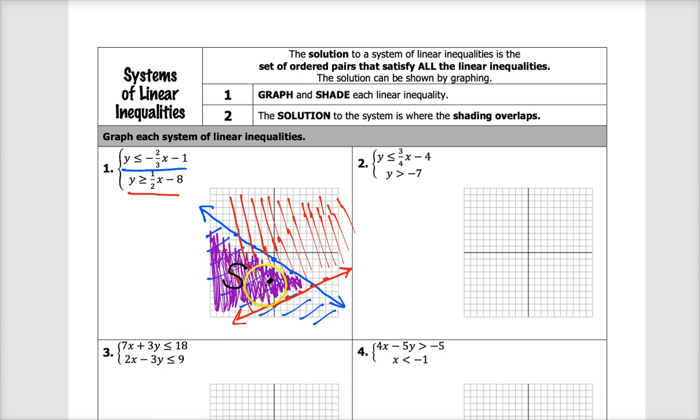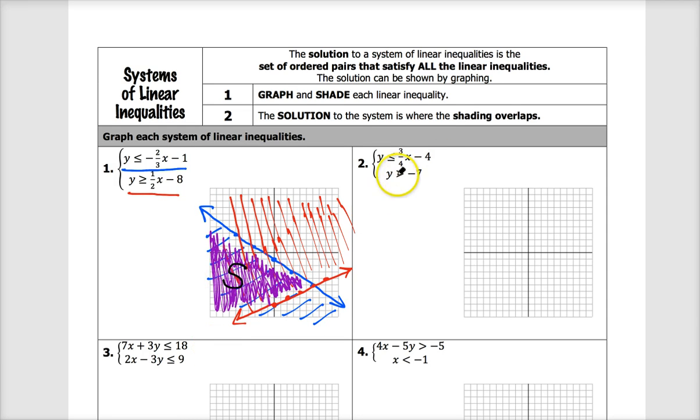So what this region means is any point inside this region will be a solution of the system, meaning it works in both inequalities. Okay, if you pick a point that's just inside the blue part but not the red part, that point would work in the first inequality, not the second. Points that are in the red part but not the blue part work in the second inequality, not the first. And then, so you have to have points in the purple part to work in both inequalities. So that's what that represents.